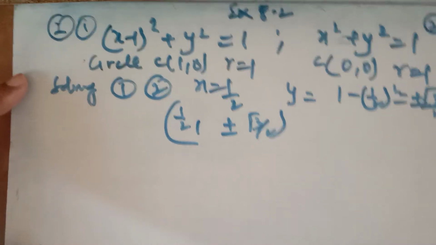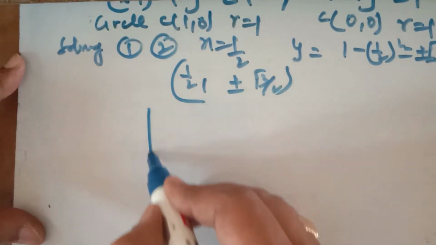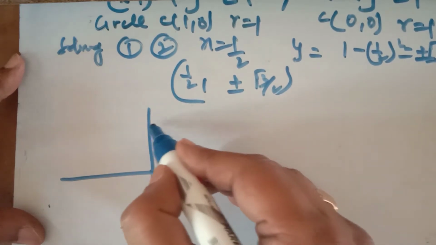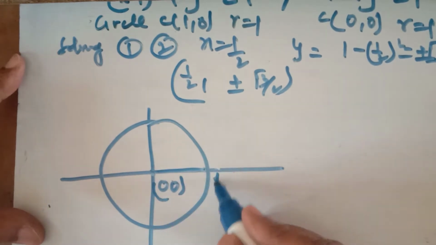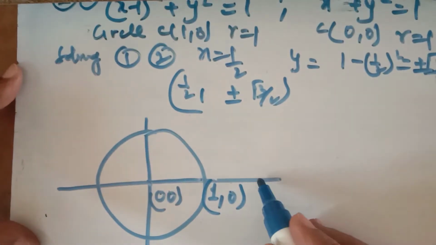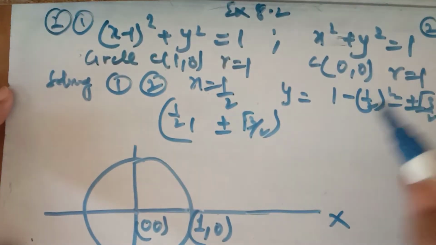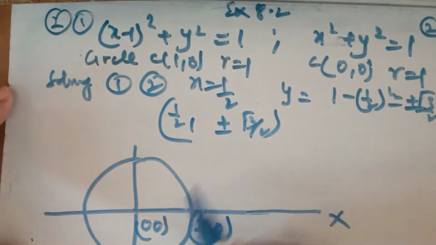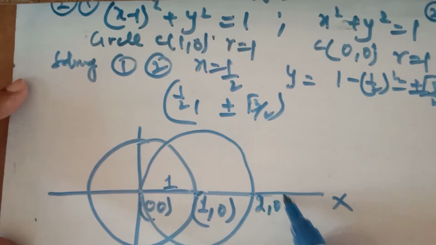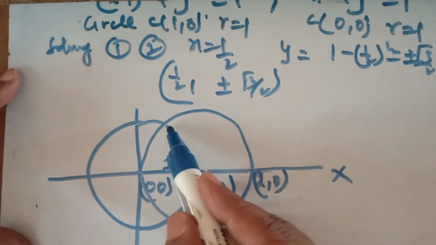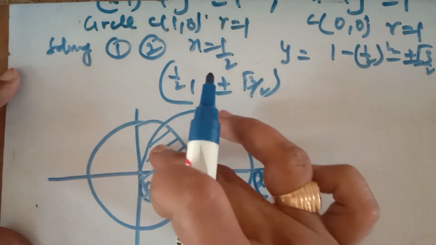Now sketch them very carefully. Now I am sketching it. There is a first circle with center 0, 0 and radius 1, so it passes through 1, 0. The second circle has center 1, 0 and radius 1, so it will be like this. Its center is 1, 0, so naturally its radius is 1, so it touches the origin and passes through this point, which will be 2, 0 naturally. Now you have to find this area.